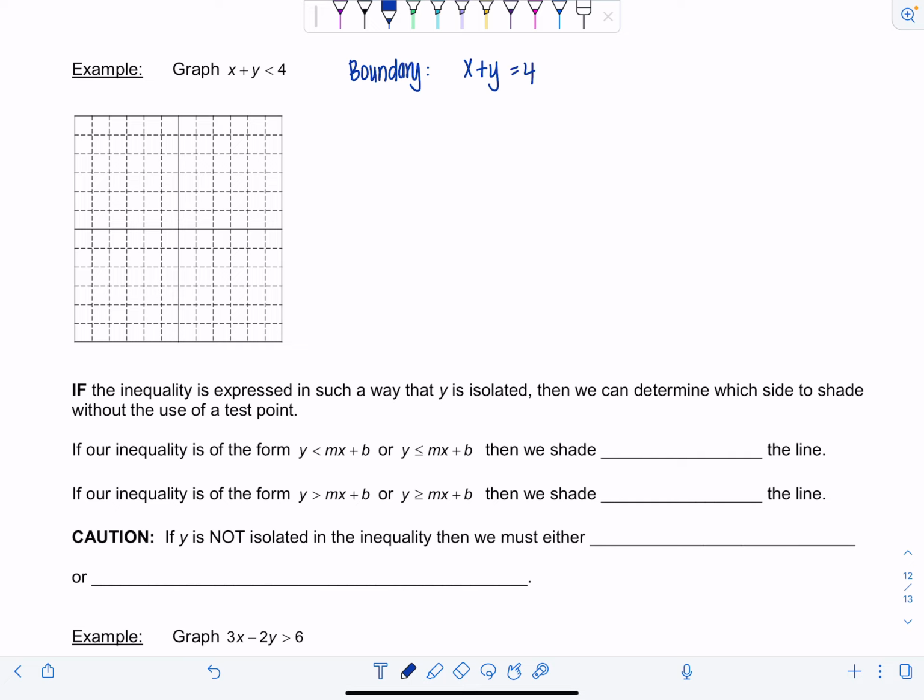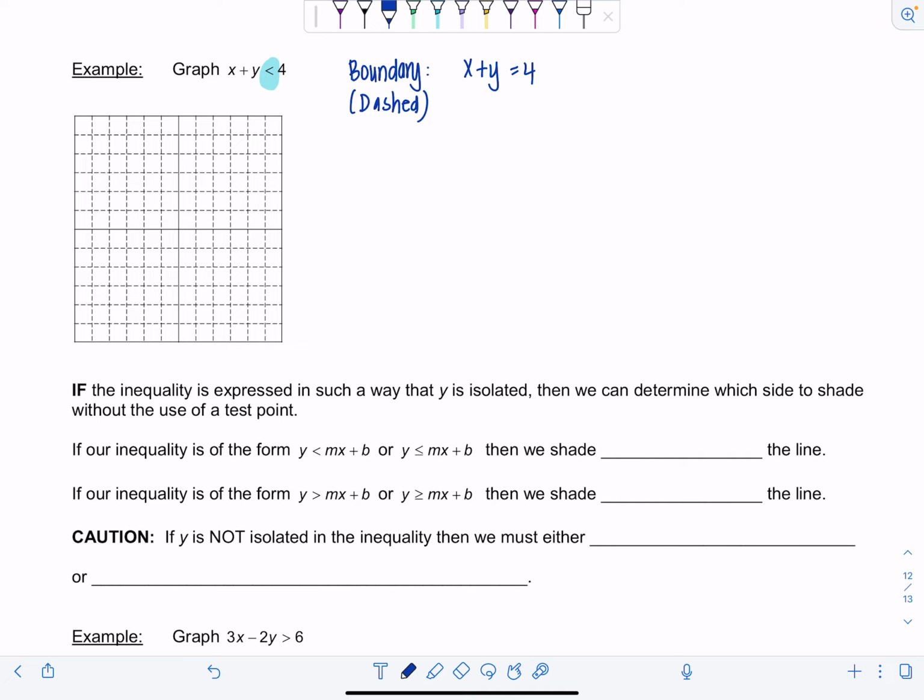Notice in this case, we have a strict inequality. It's x plus y is less than 4, not less than or equal to. That means the boundary line will be dashed. Okay, this is a great time to just find the x and y intercepts and graph from there, since the linear equation is in standard form.